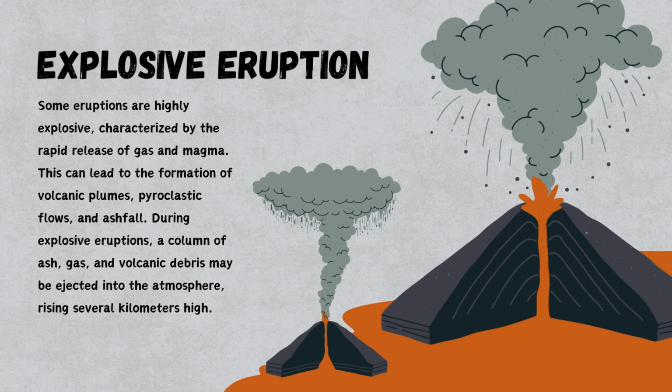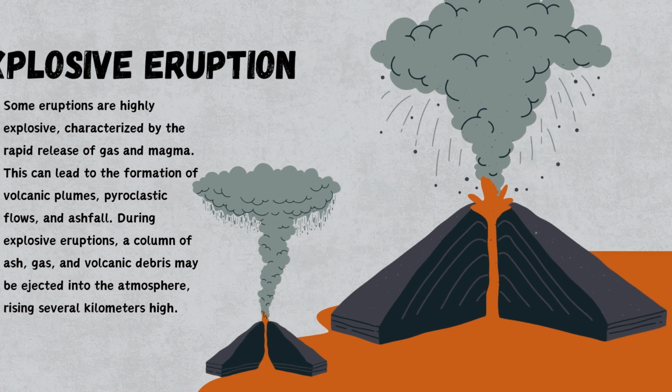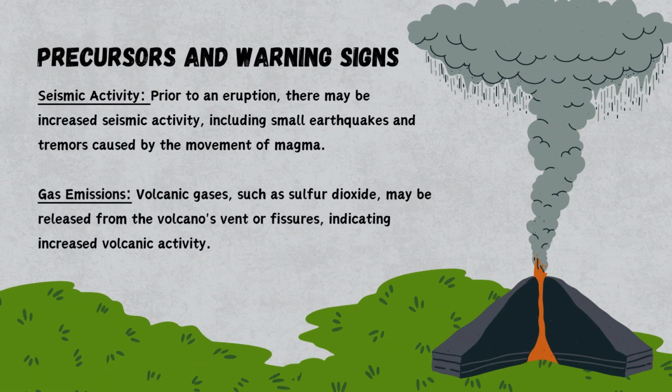Some eruptions are highly explosive, characterized by the rapid release of gas and magma. This can lead to the formation of volcanic plumes, pyroclastic flows, and ashfall. During explosive eruptions, a column of ash, gas, and volcanic debris may be ejected into the atmosphere, rising several kilometers high. Precursors and warning signs.